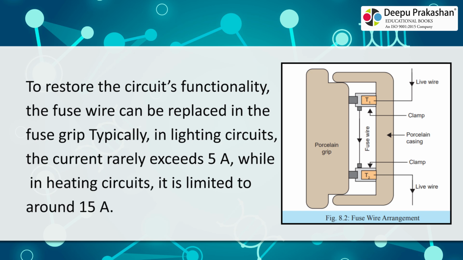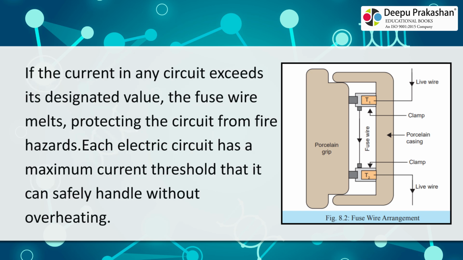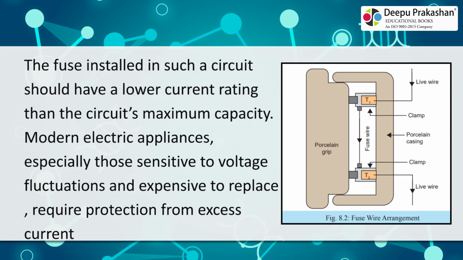Typically, in lighting circuits, the current rarely exceeds 5 A, while in heating circuits, it is limited to around 15 A. If the current in any circuit exceeds its designated value, the fuse wire melts, protecting the circuit from fire hazards. Each electric circuit has a maximum current threshold that it can safely handle without overheating. The fuse installed in such a circuit should have a lower current rating than the circuit's maximum capacity.